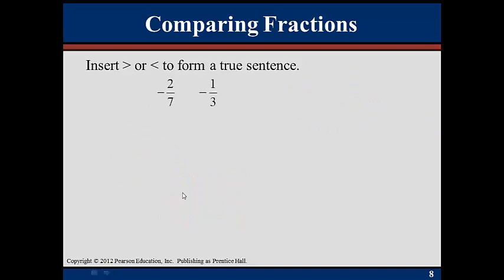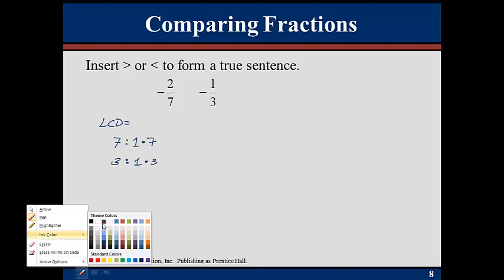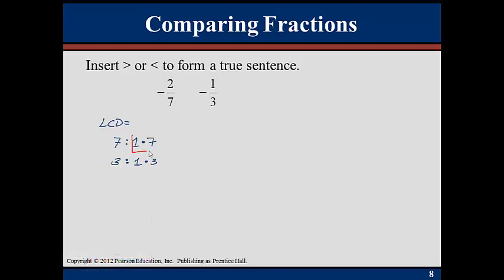Here's another example. It says negative 2 over 7 and negative 1/3. So the first thing we need to do is find the LCD and rewrite each fraction. So our denominators are 7 and 3. The prime factorizations will be 1 times 7 and 1 times 3. So then the LCD will be 1 times 7 times 3, which is 21.